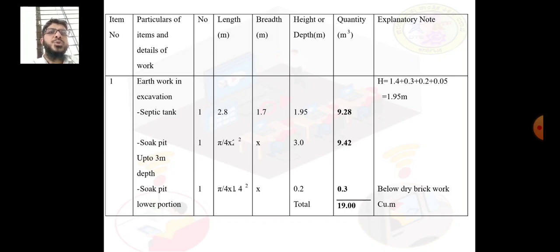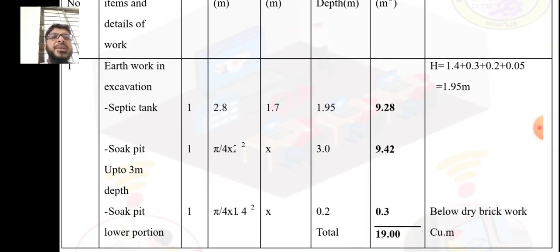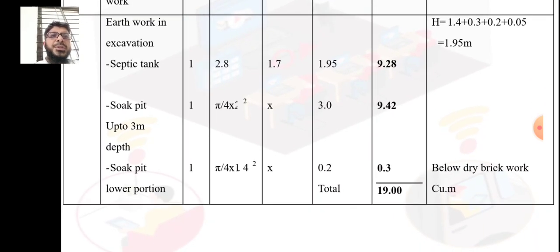Then come to soak pit. So soak pit is circular. So up to 3 meter depth we will take. So the dimension is pi by 4 into 2 square minus 1.2 square into its depth of 3 meter. So total is 9.42 meter cube.